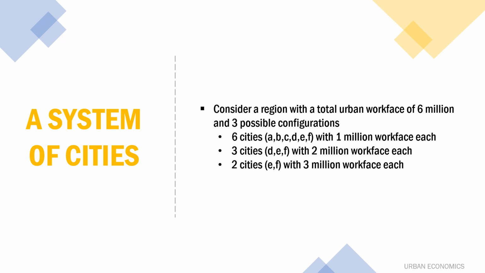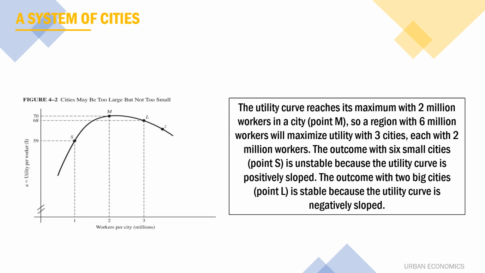Now we consider a region with a total urban workforce of 6 million and three possible configurations: 6 cities A, B, C, D, E, and F with 1 million workforce each, 3 cities D, E, F with 2 million workforce each, and 2 cities E and F with 3 million workforce each. This figure shows the feasibility of the alternative configurations.